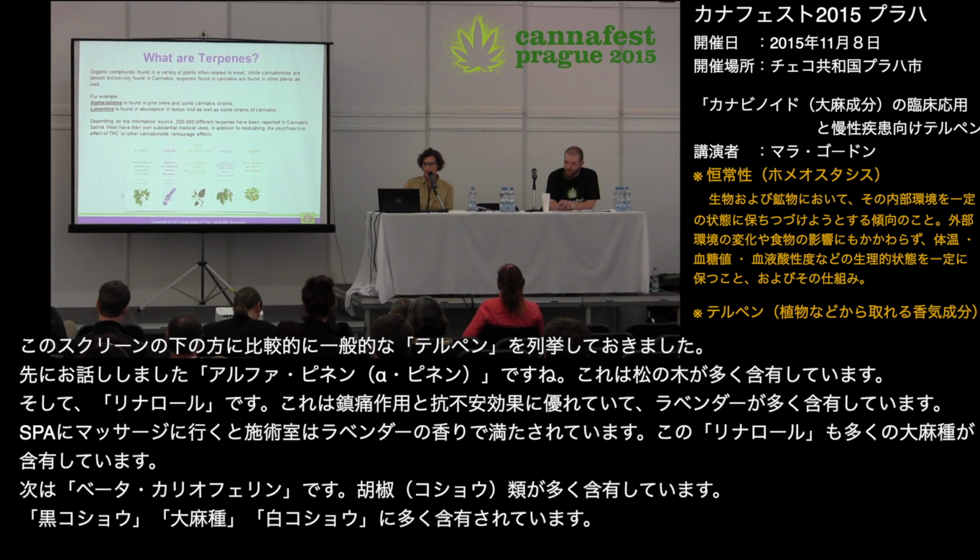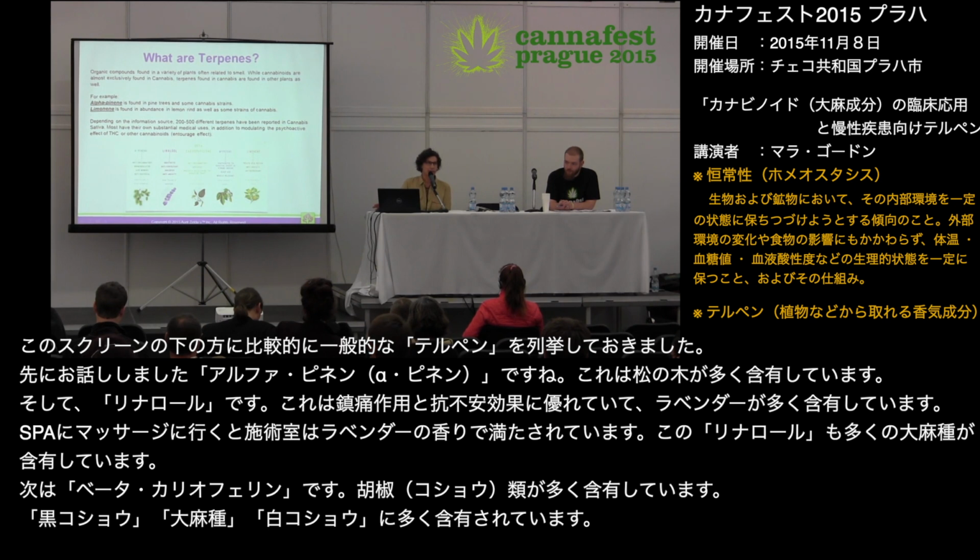Anyway, so down here are some of the more common ones we have is the alpha-pinene, like I mentioned, which also is from the pine trees. You have linalool, which is very effective as an analgesic, anti-anxiety, and it's found in lavender. You know, when you go get a massage, they have the room, it's all scented with lavender. We have these same components right in our cannabis plants.